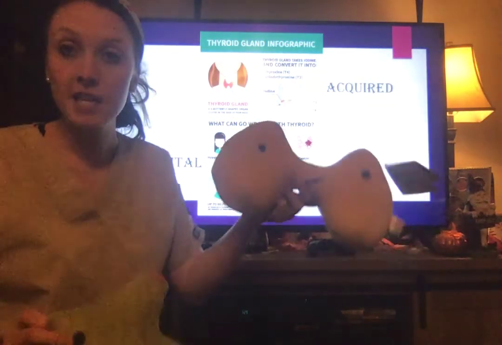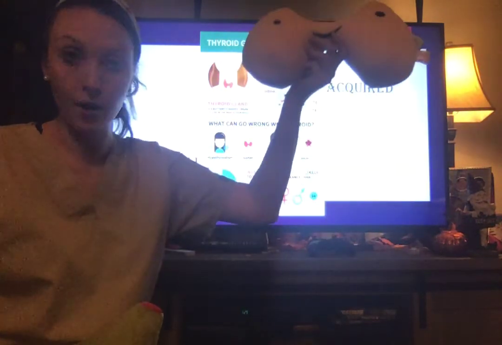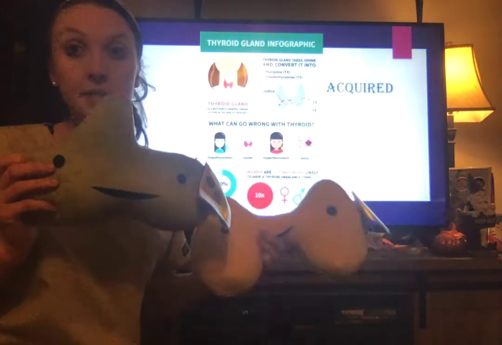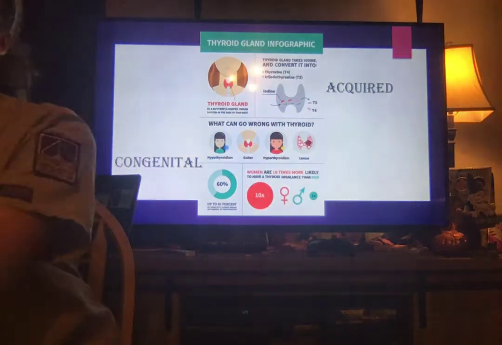So if you think of it this way, T3, T4 high, you have hyper. If it's T3, T4 low, there's hypo because it's low. And that's an easy way to remember that.